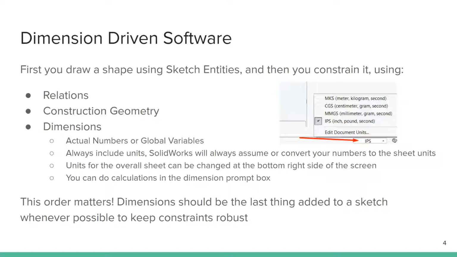Yeah, and you can also use the dimensioning prompt to actually do calculations. You can say, this plus this divided by 2 and find the average without actually having to pull out an actual calculator. But yeah, you definitely want to start with relations and use construction geometry in order to come up with more constraints, and then finally use dimensions to get to that last level of specificity.